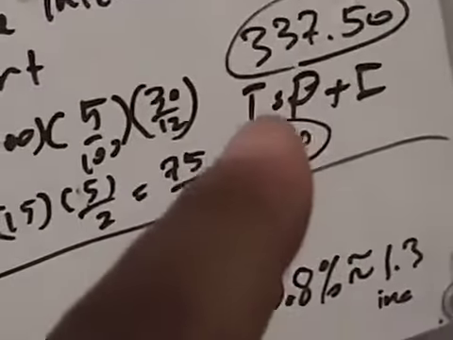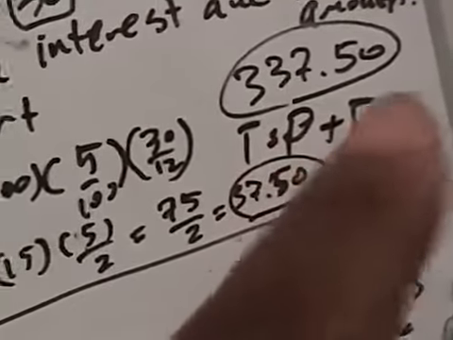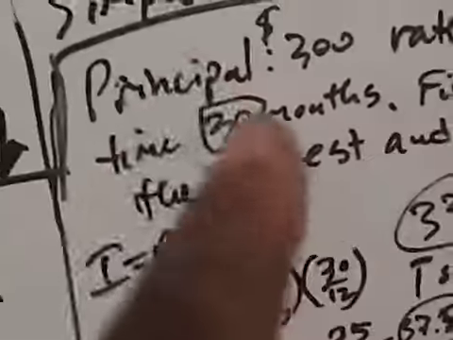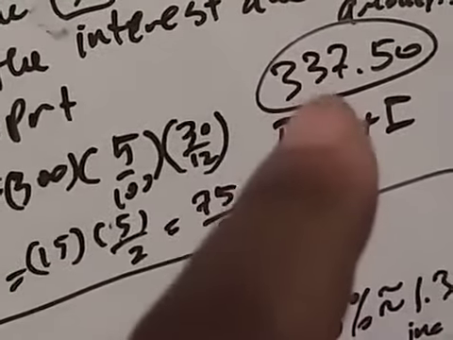But the final answer is the total amount. This is the interest, but the total amount is always the principal plus the interest. So it'll be the 300 we started with, plus the interest, which was the 37.50. So it'll be 337.50, and that's the final answer, the total amount. So that's how you do this.